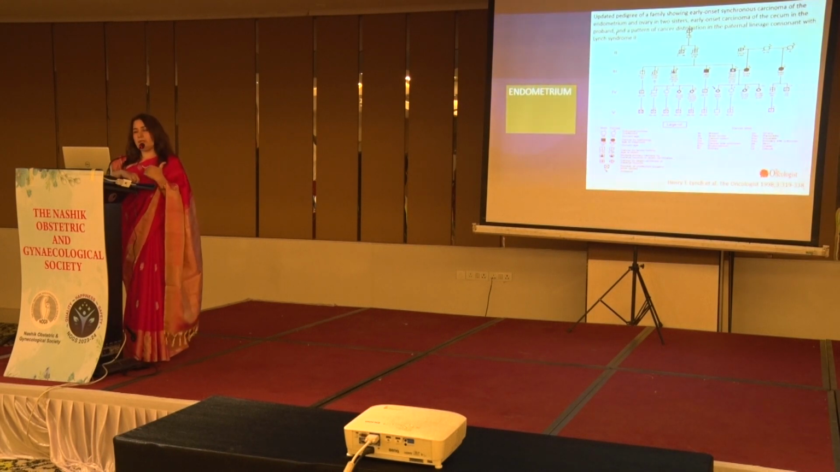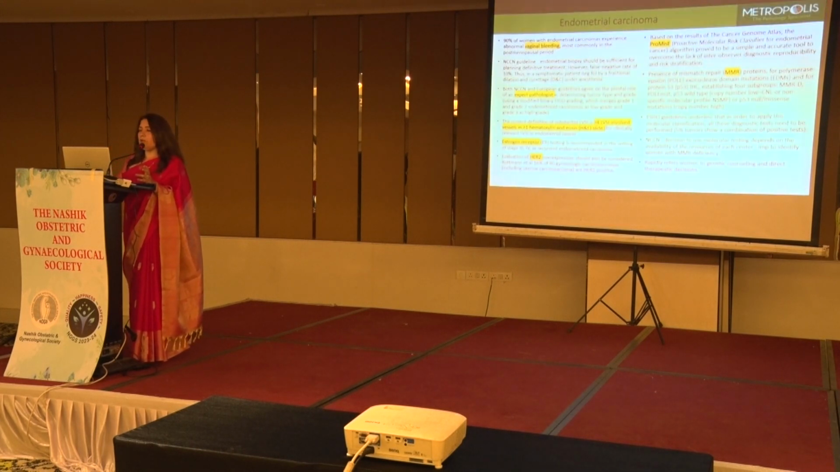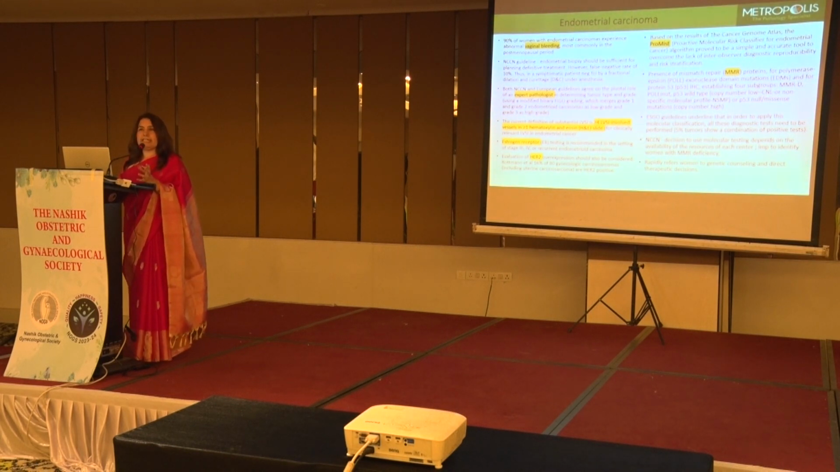This is a seminal paper in the journal called Oncologist, where Lynch described a pedigree of a family showing early onset synchronous carcinoma of the endometrium and ovary in two sisters, early onset carcinoma of the cecum in the proband, and cancer in the paternal lineage also. So these associations have been there for a very, very long time. It's only now that they've started getting tested.